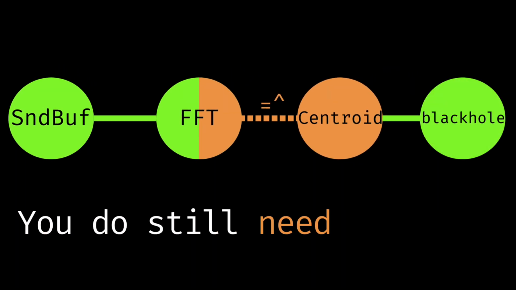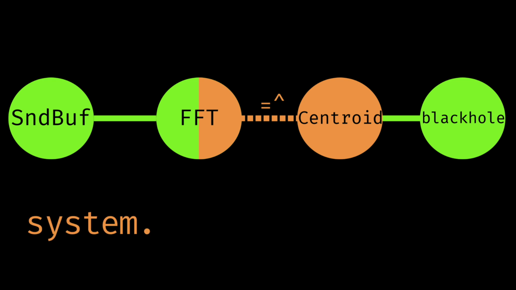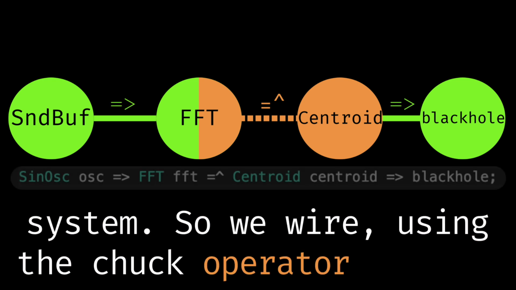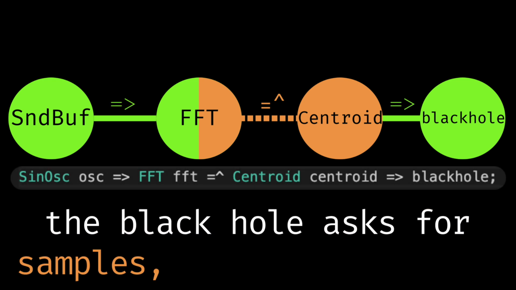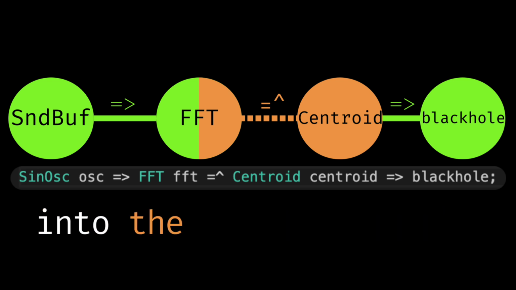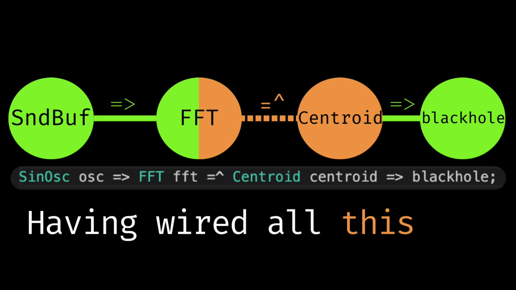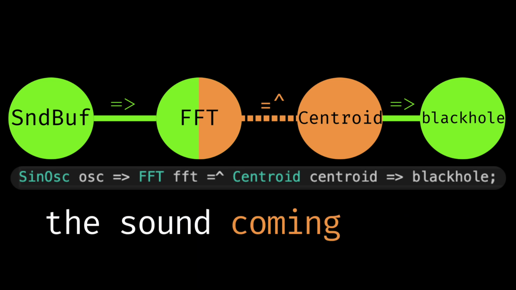You do still need either a DAC or a blackhole at the end of this graph to pull samples through the system. So we wire, using the ChucK operator because the blackhole asks for samples, the centroid to a blackhole so that samples get pulled from the SinOsc into the FFT, which then passes results into the centroid. Having wired all this up, we can now do analysis on the sound coming out of the sine oscillator.